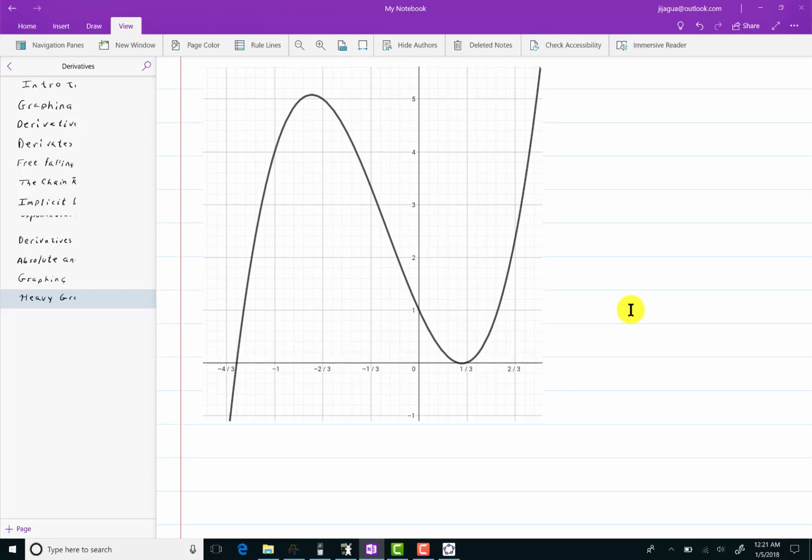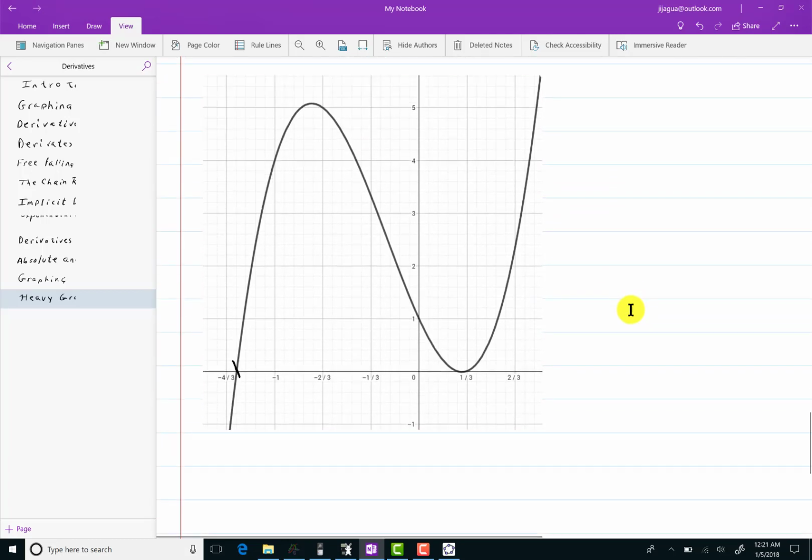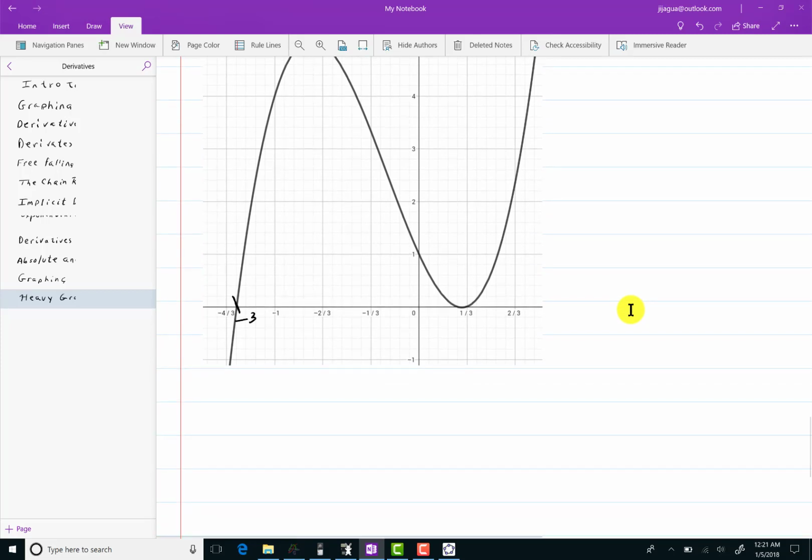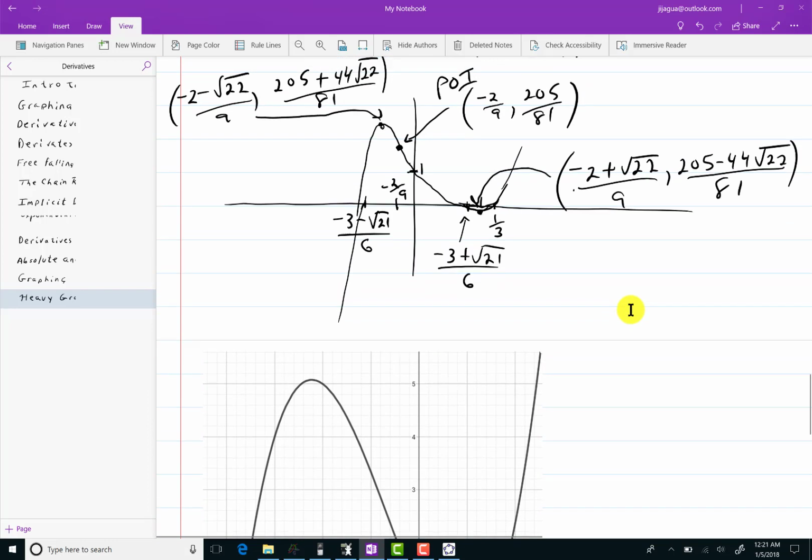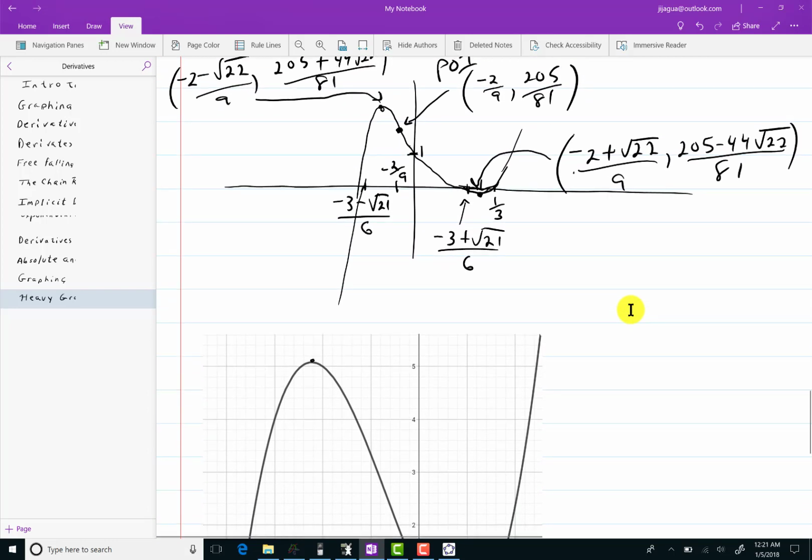This one right here, the x value for that intercept, back up to my -3 minus the square root of 21/6. I should have picked a better spot to do that in. My local maximum up here was -2 minus the square root of 22 all over 9, comma, 205 plus 44 radical 22/81.